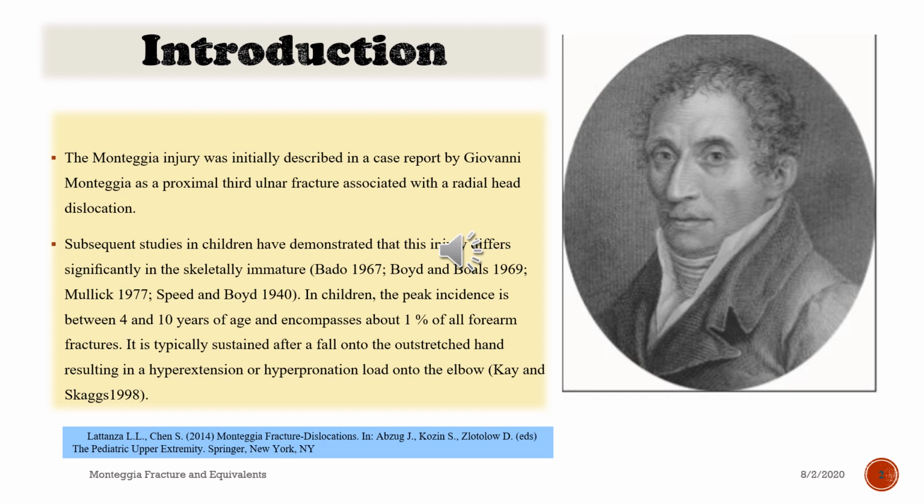In children, the peak incidence is between 4 and 10 years of age and encompasses about 1% of all forearm fractures. It is typically sustained after a fall onto the outstretched hand, resulting in a hyperextension or hyperpronation load onto the elbow. Ring and Waters 1998.